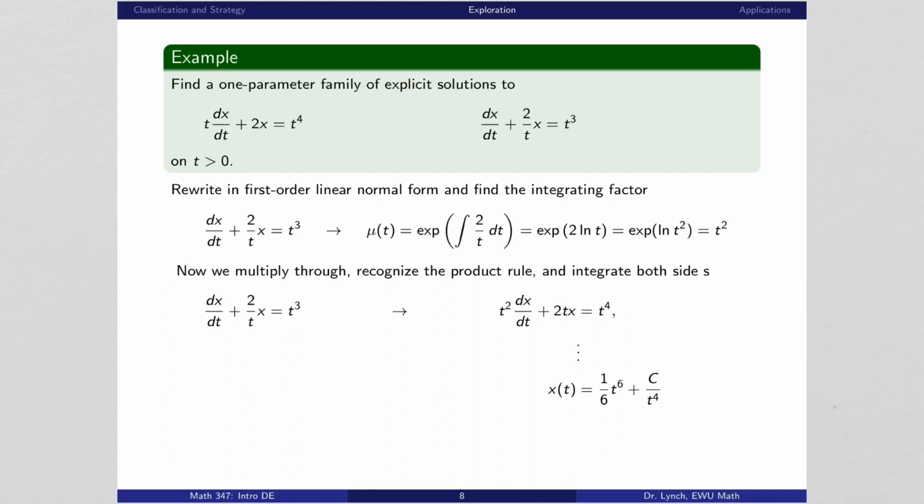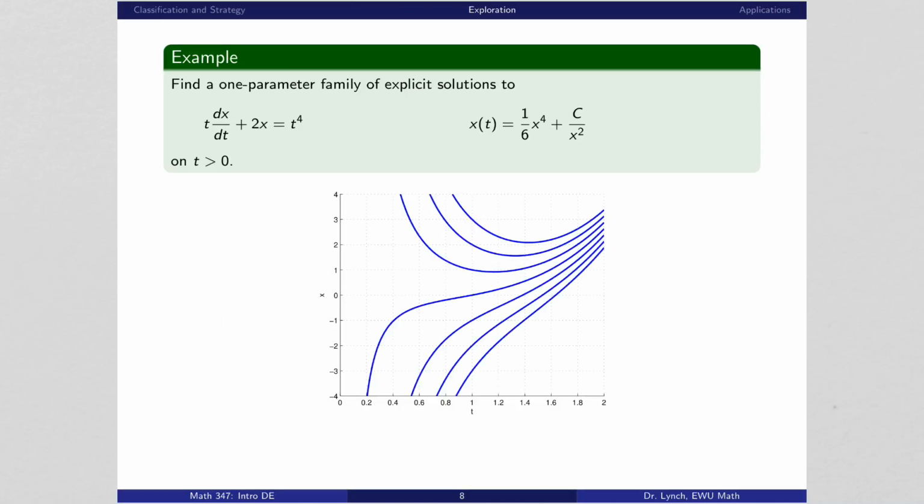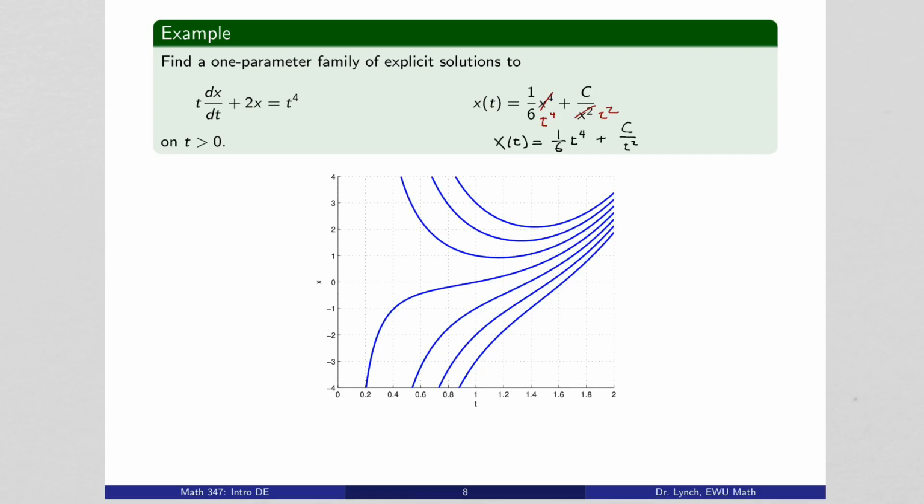Okay, so we can see the behavior of that solution here, and another typo in this slide, it should be 1/6 t to the fourth plus c over t squared as the solution x of t. We can see that things look like t to the fourth as t gets large, and things look like 1 over t squared as t gets small, as expected. Okay, so again, I apologize for that typo. The solution x of t should be 1/6 t to the fourth plus some constant over t squared.